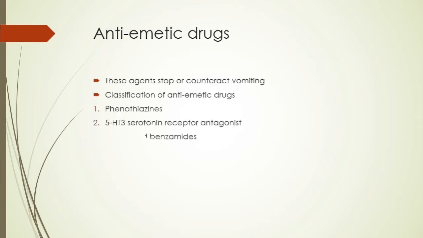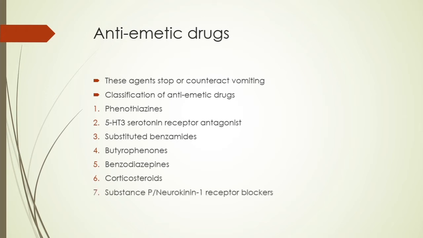The first class is the phenothiazines. The second class is the 5-HT3 serotonin receptor antagonists. Then we have substituted benzamides. Then the fourth class is butyrophenones. The fifth class is the benzodiazepines. Number 6 we have corticosteroids, and at the end we have substance P or neurokinin 1 receptor blockers. They are also called NK1.